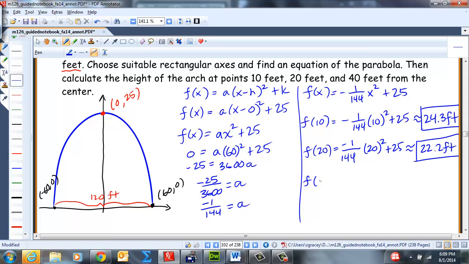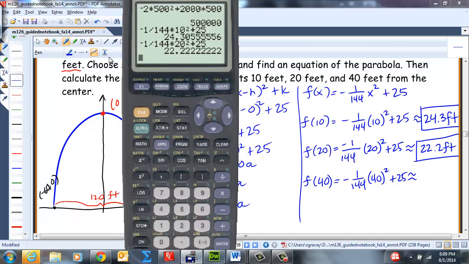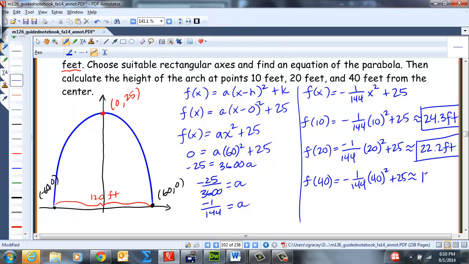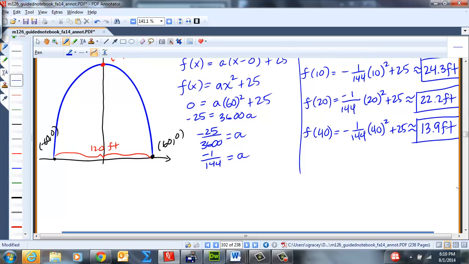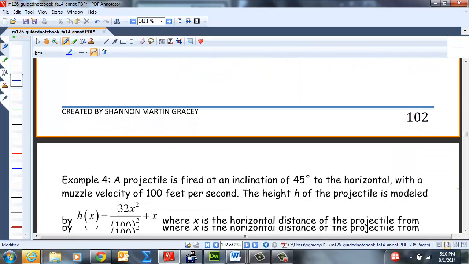f of 40 will be negative 1 over 144 times 40 squared plus 25. Change the 20 to 40, and we get approximately 13.9 feet. All right, so we're all set with that problem. How are you guys doing so far?